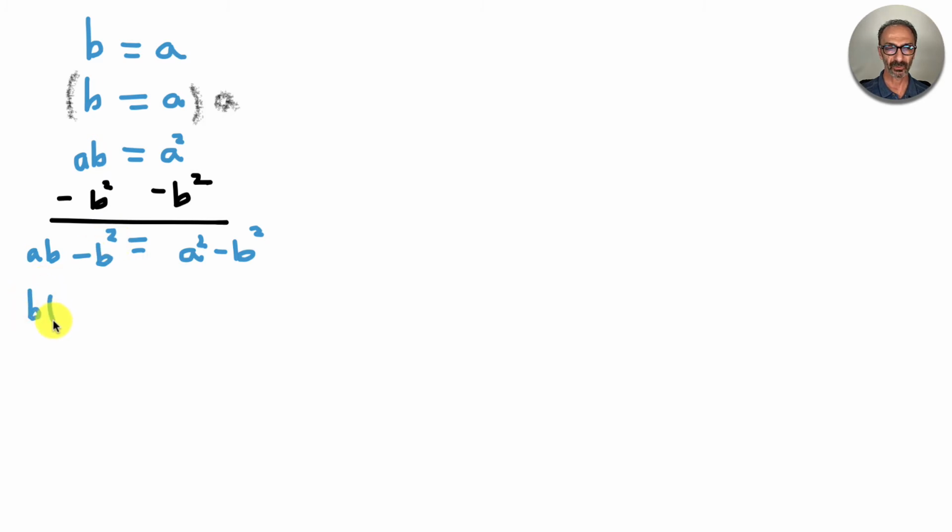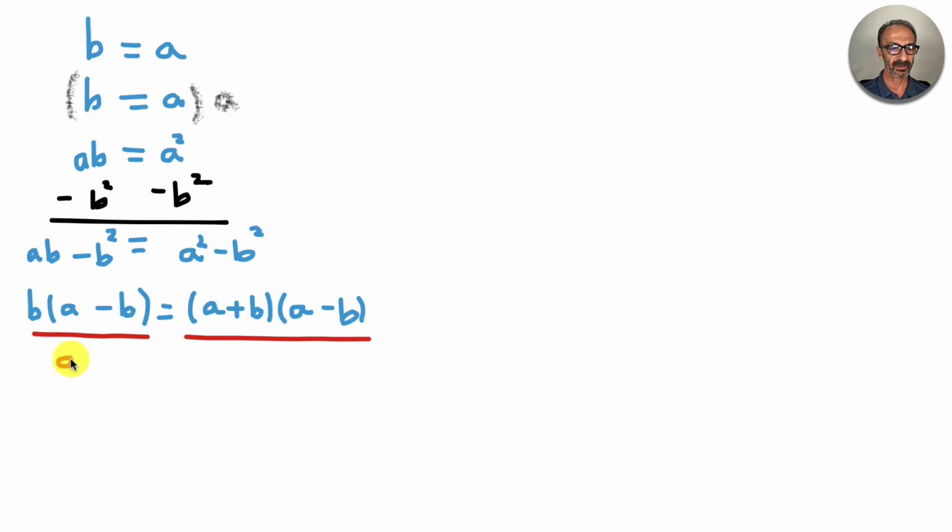b out, a will stay from the first term, minus 1b from the second term. On the right side, we could factor this as a difference between two squares, which ends up as a plus b times a minus b. Now, it looks like I have a minus b on both sides, so I'm going to go in and divide both sides by a minus b.